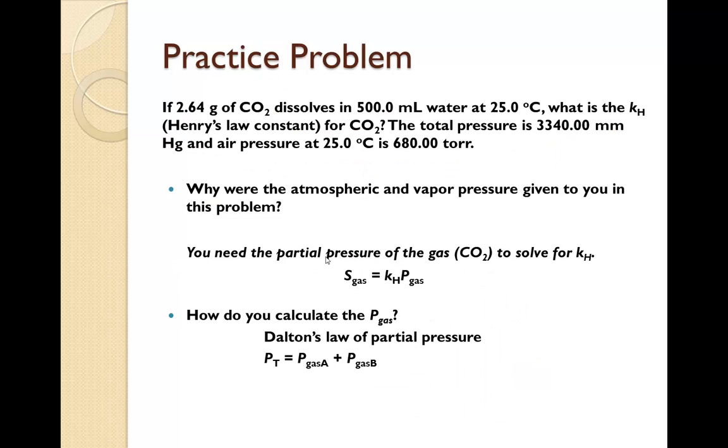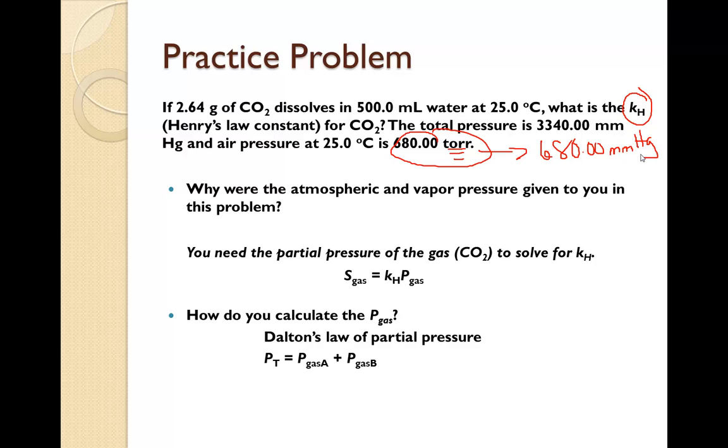Let's put this into practice. If 2.64 grams of CO2 dissolves in 500 milliliters of water at 25 degrees Celsius, what is the Kh, the Henry's law constant, for CO2? The total pressure of the entire system is 3,340 millimeters of mercury, and the air pressure is 680 torr. Remember that torr and millimeters of mercury are the same thing. So that's the same as saying 680 millimeters of mercury.